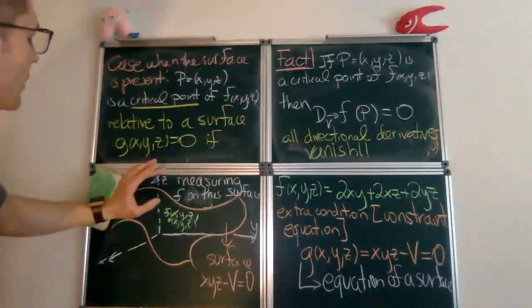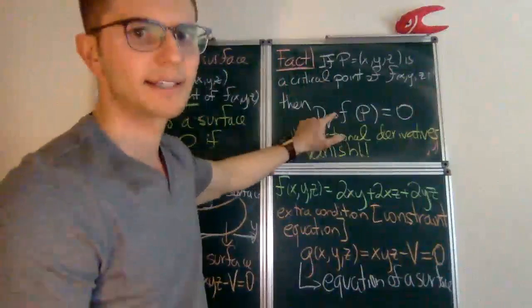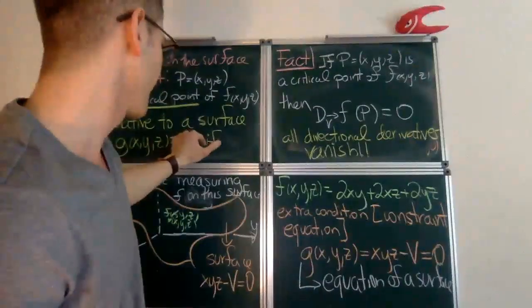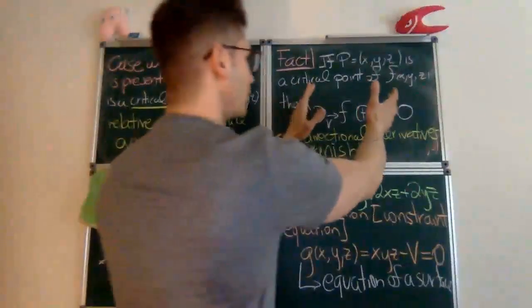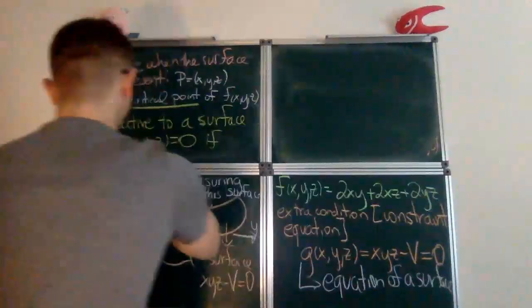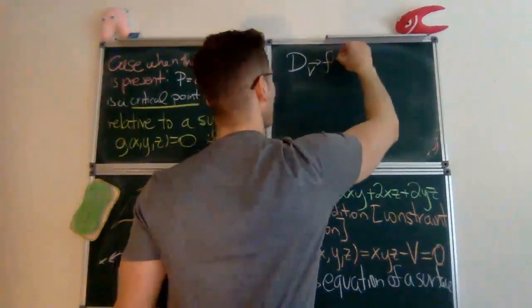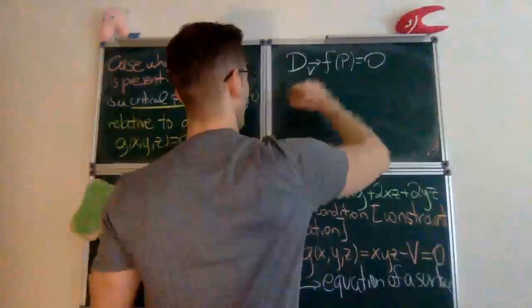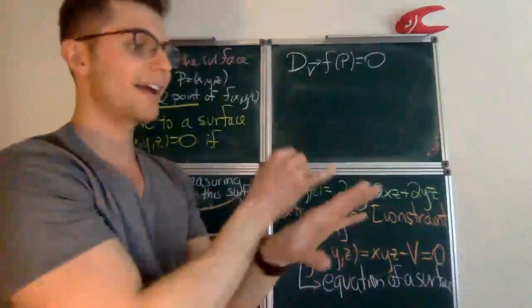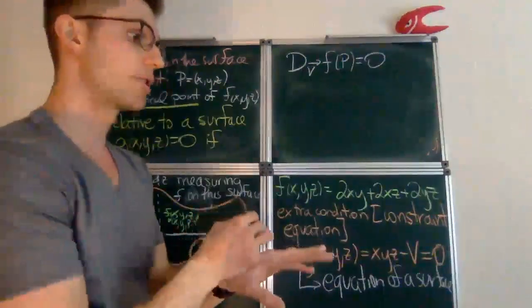So what's going to happen now? Again, in the case where the surface was not present, being a critical point was the same as having all the directional derivatives being 0. So now what we're going to say is that you're going to be a critical point relative with respect to a surface if all the directional derivatives vanish. So we want all the directional derivatives to be 0, but now the only vectors that we care about are not all possible vectors in space, but rather only the vectors which are tangent to the surface.